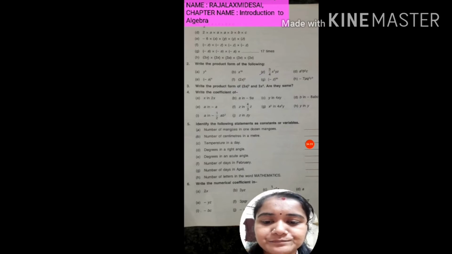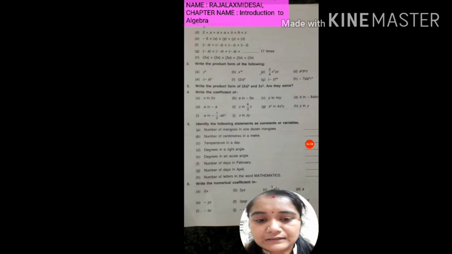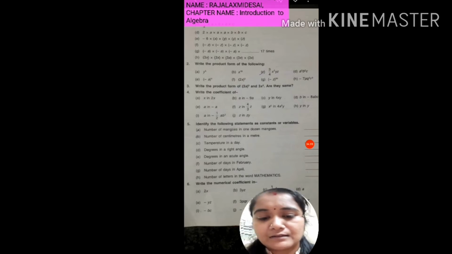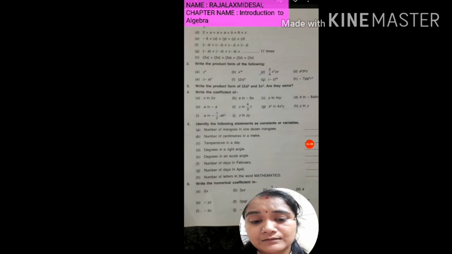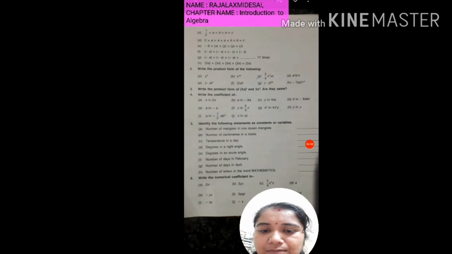Temperature in a day. Children, you can notice that in the morning the temperature is low. As the day continues, you can observe that the temperature increases in the afternoon, and then by the evening the temperature decreases. So there is a variation in temperature in a day. Therefore, temperature in a day can be considered as a variable.